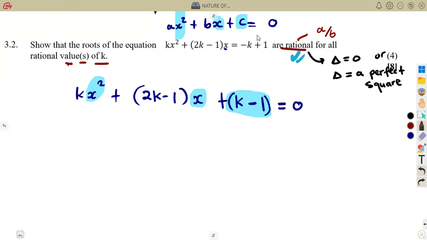So we said once we have this, to know about the roots, find what? Delta. So let's find our delta. Our delta is equal to what? B squared minus 4ac. So let us find it. But we are finding it in terms of k.